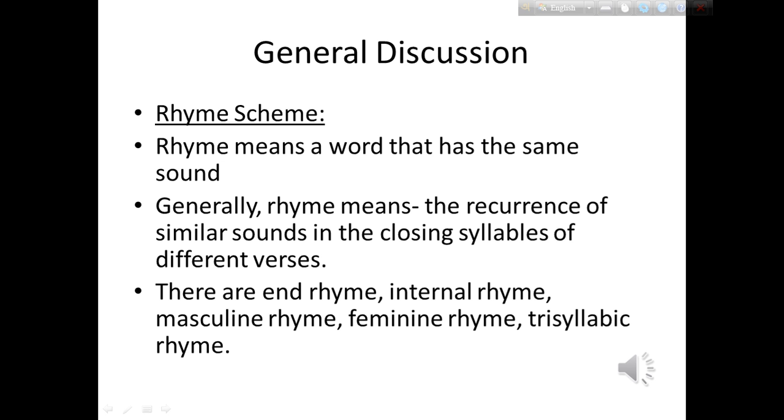poems in which the last word in the line has the same sound as the last word in another line, especially the next one. Rhyme is used in poems to produce sounds that appeal to the ear and to unify and establish a poem's stanzaic form. There are many types of rhymes such as end rhyme, internal rhyme, masculine rhyme, feminine rhyme, and trisyllabic rhyme.